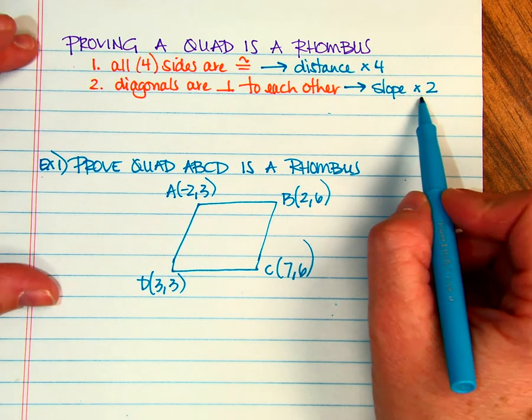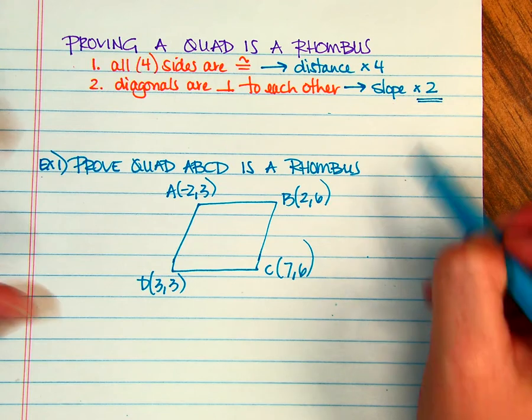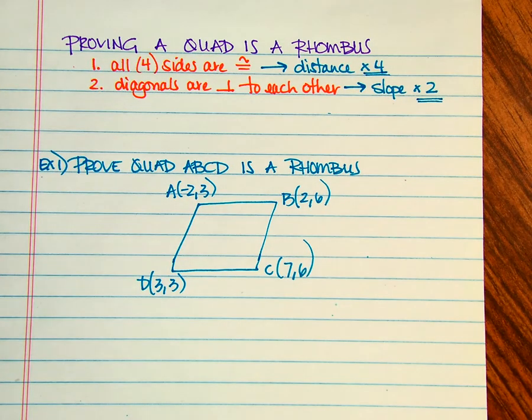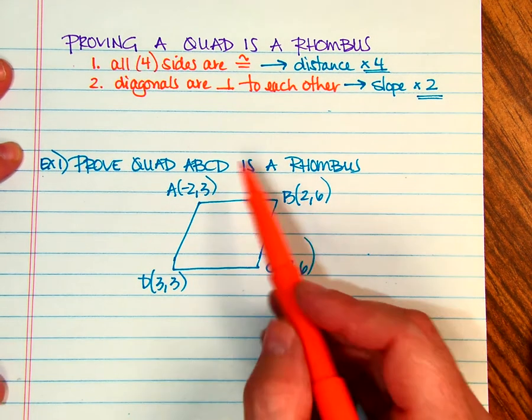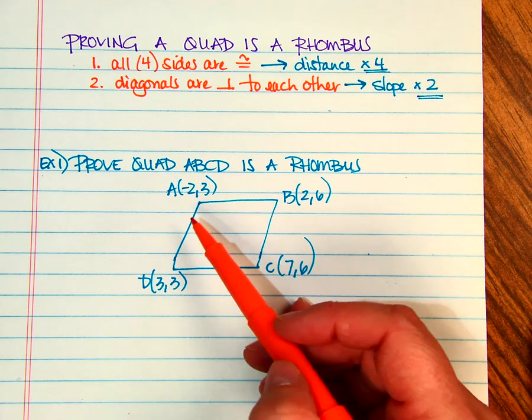I don't know about you, but I'm kind of lazy, and I would prefer to do 2 formulas instead of 4 formulas. So we are going to be dealing with the diagonals. So I already have my quadrilateral here. I'm trying to prove that quadrilateral ABCD is a rhombus.